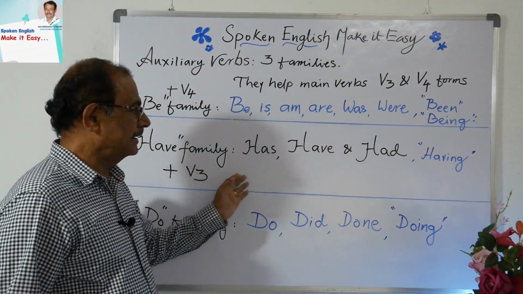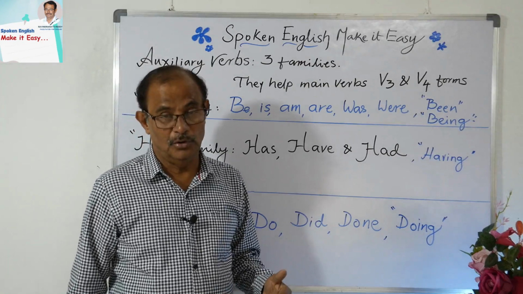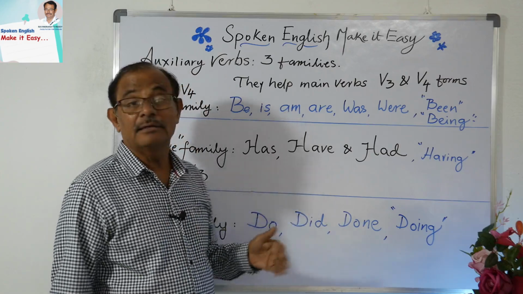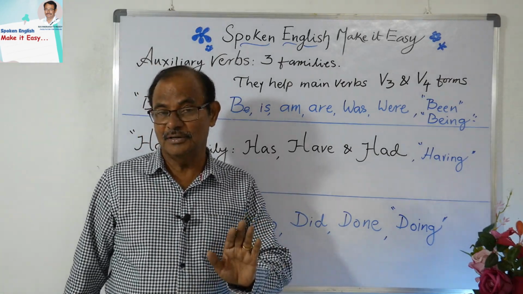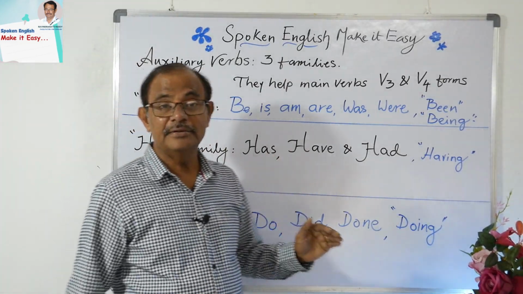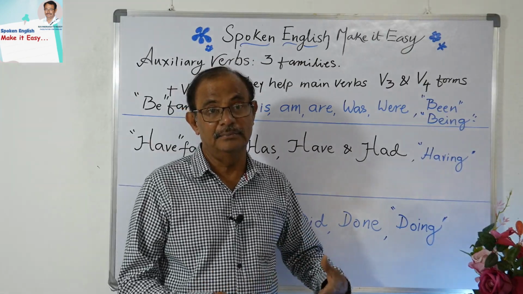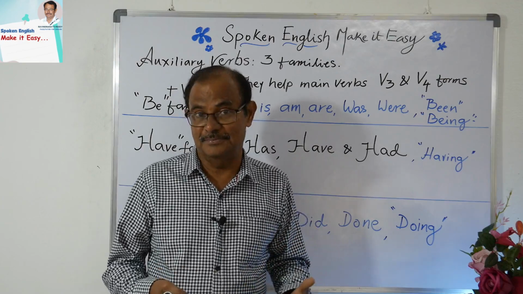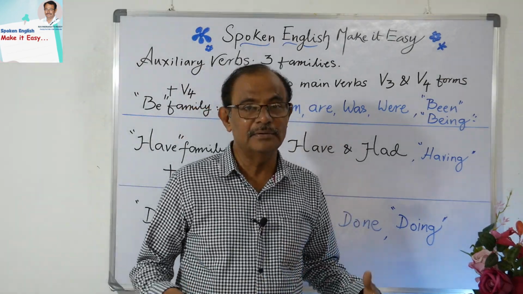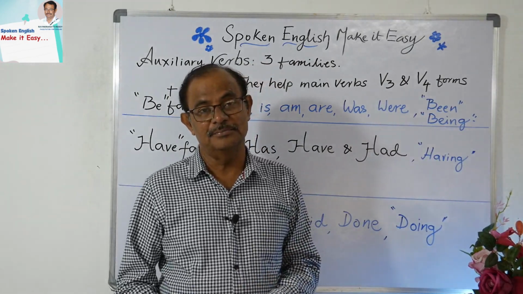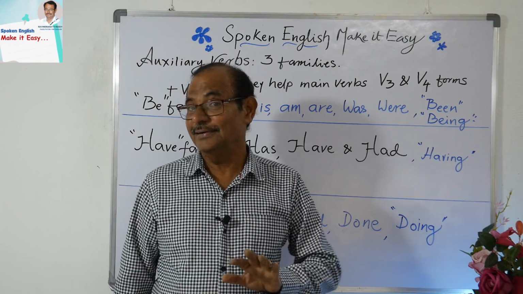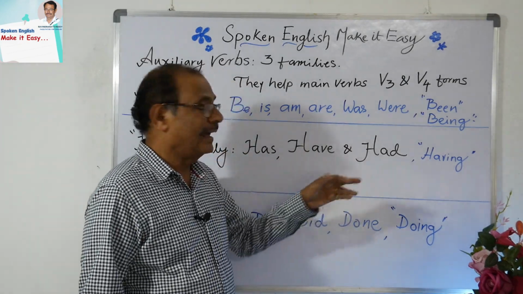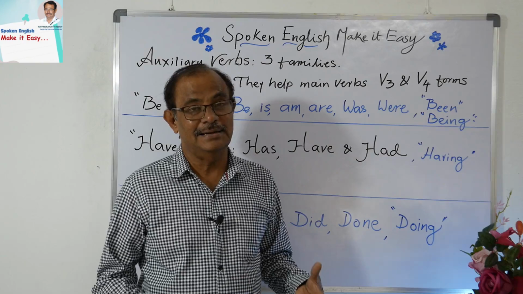Next, come to the have and has family. Has is singular, used for the present time and for the singular subject, not for the plural subject. And have is also used for present time or present tenses, and it is used for a plural subject. And had can go well with either a singular or plural subject, but in the past, not in the present. Has and have are used for present time, and had should be used for past time actions.